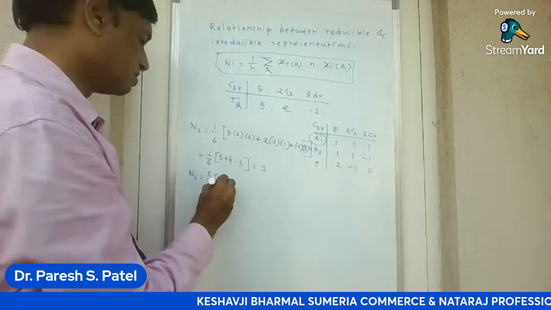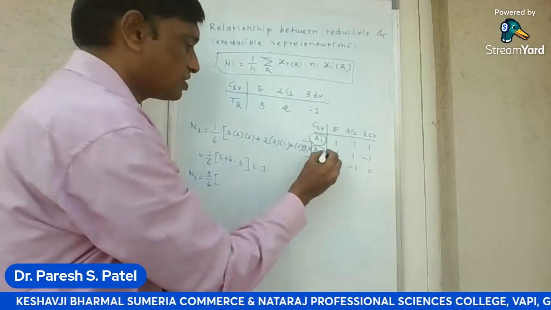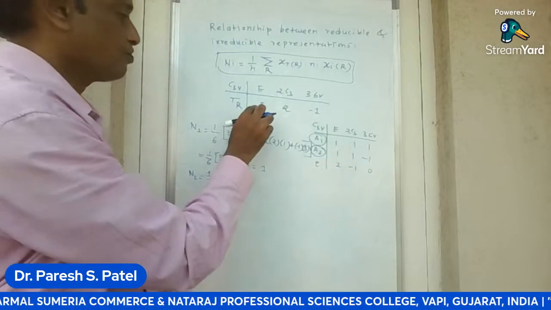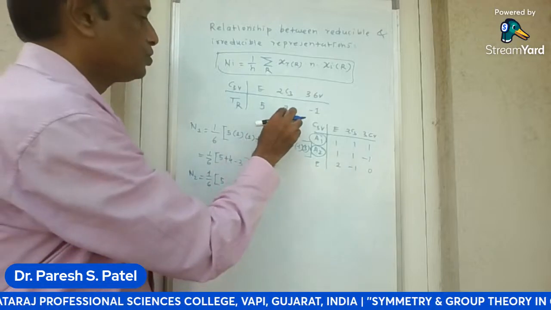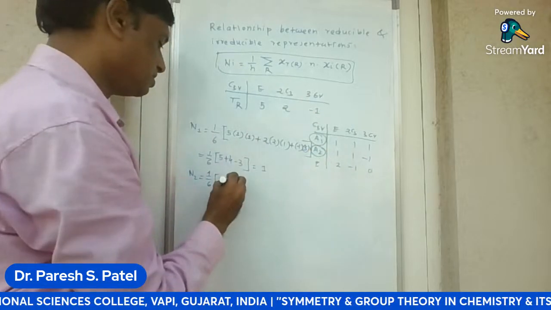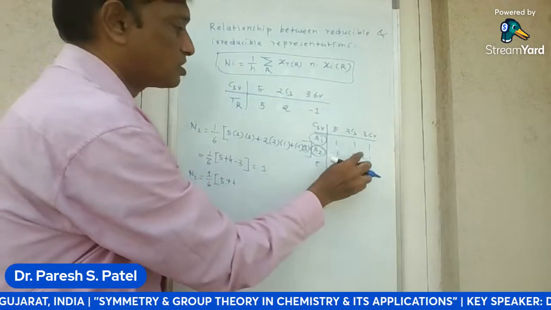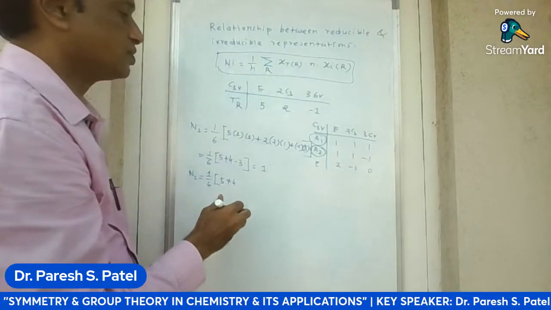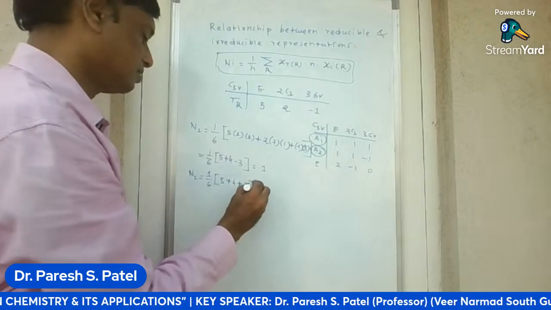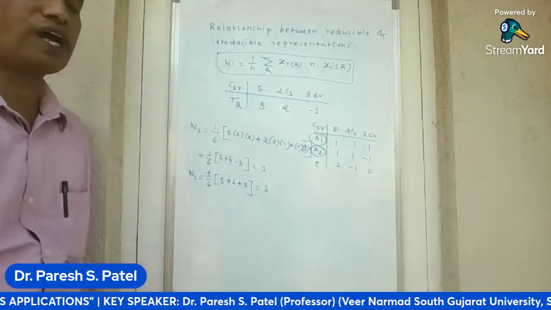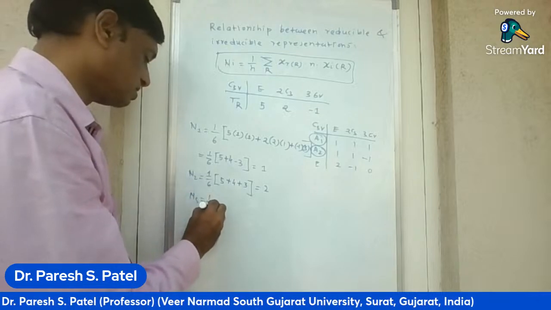Now n2, which corresponds to A2: 1 by 6, 5 times 1 times 1 is equal to 5, 2 times 2 times 1 means 4, and 3 times minus 1 times minus 1 is plus 3, giving 12. So 12 by 6 is equal to 2. The value of n2 is equal to 2.